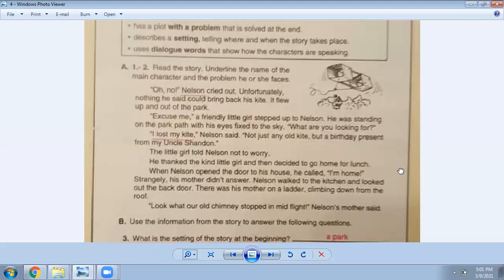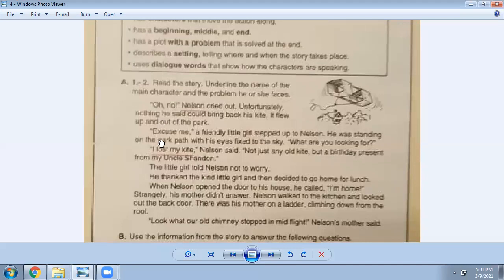Okay, so the kite flies up and the chimney catches it. It gets stuck on the chimney above their house. Very lucky that it happened at their house. It flew from the park and got caught on the chimney at Nelson's house.